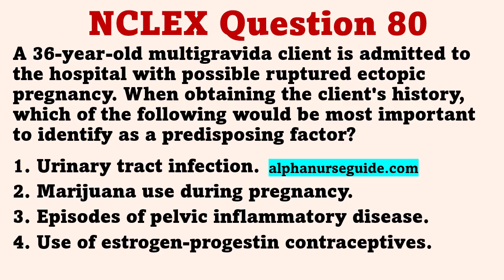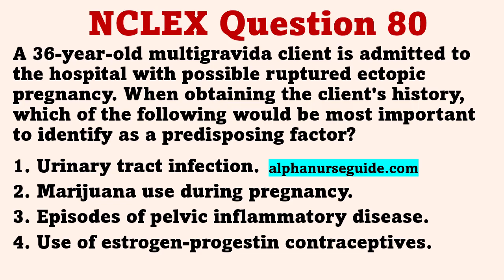The correct answer is 3. Anything that causes a narrowing or constriction in the fallopian tubes, so that a fertilized ovum cannot be properly transported to the uterus for implantation, predisposes to an ectopic pregnancy. Pelvic inflammatory disease is the most common cause of constricted or narrow tubes. Developmental defects are other possible causes.